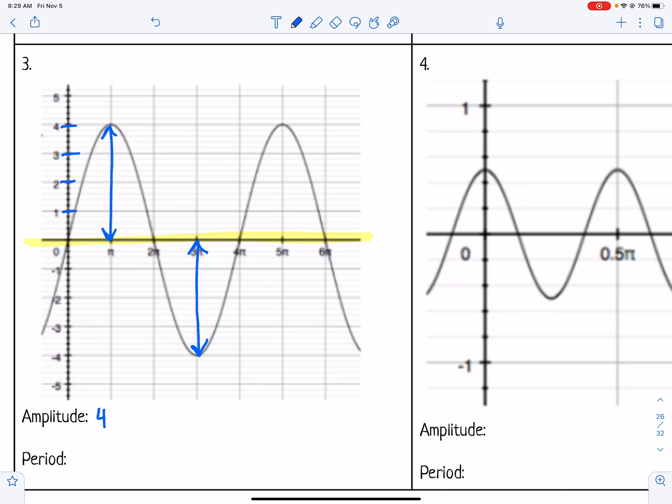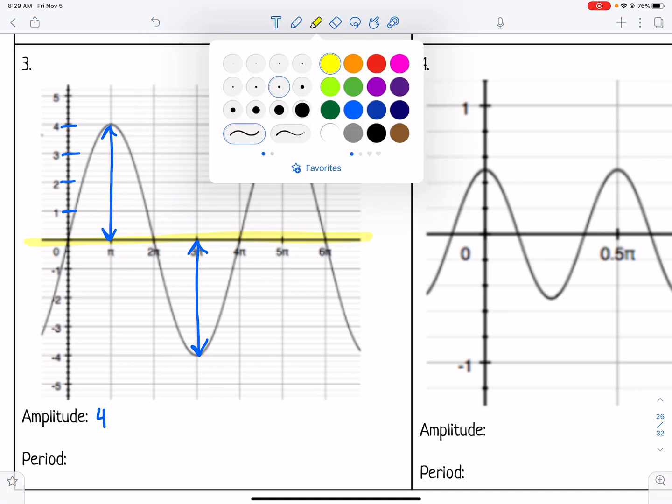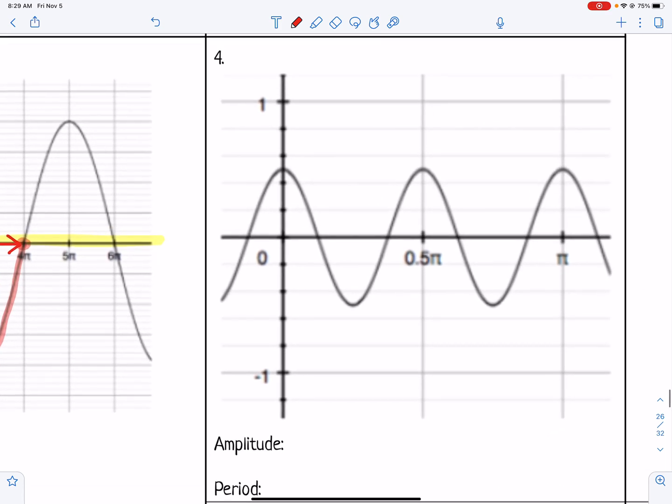The period of the graph, when you're looking at a graph, you can pick out how long it takes for a full cycle to occur. So I see from 0, that's a good starting point to look at. I can see that this graph looks like a sine graph, and it took until 4 pi before it finished one full cycle. So this period would be 4 pi, because that's how long it took for one cycle to occur.